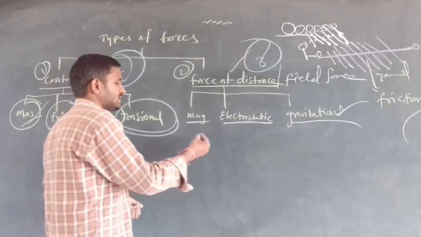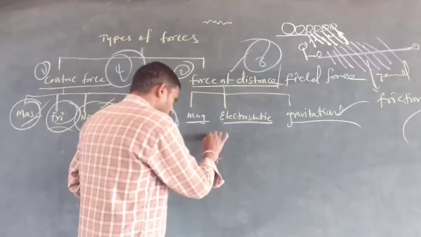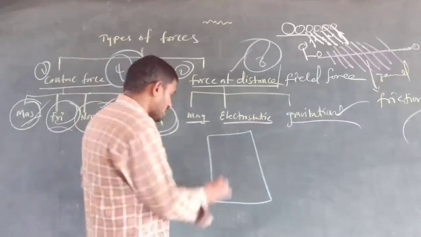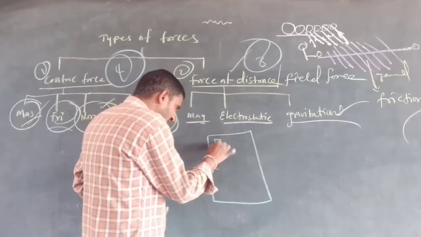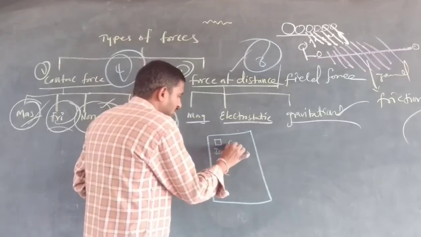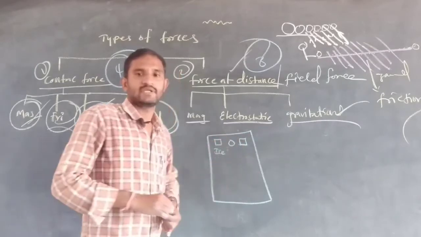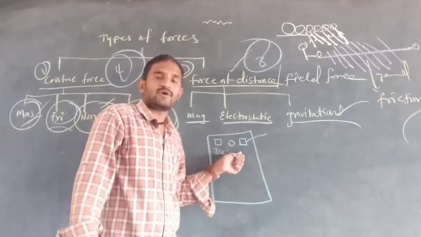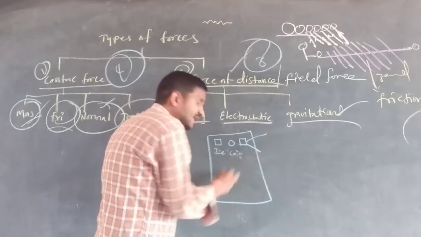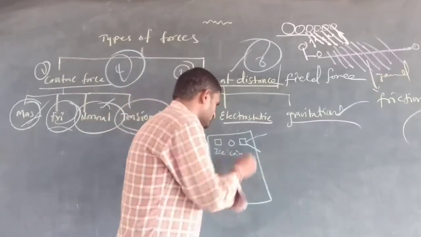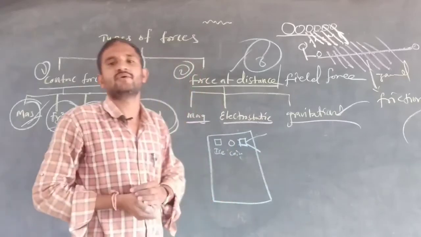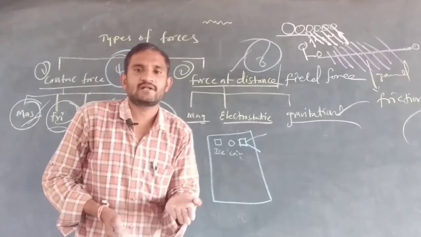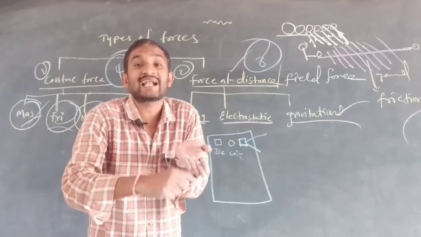Suppose in our school textbook we have one lab activity. One tray we have to take. On the tray we have to keep one ice cube, one coin, and one sponge rubber, nothing but our eraser. These three we keep on the tray, and the tray is kept like this, that means like an inclined plane.